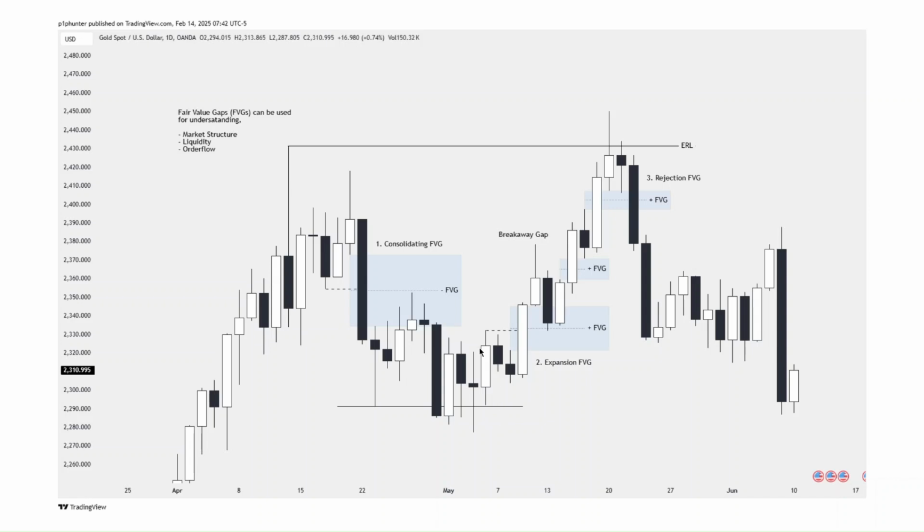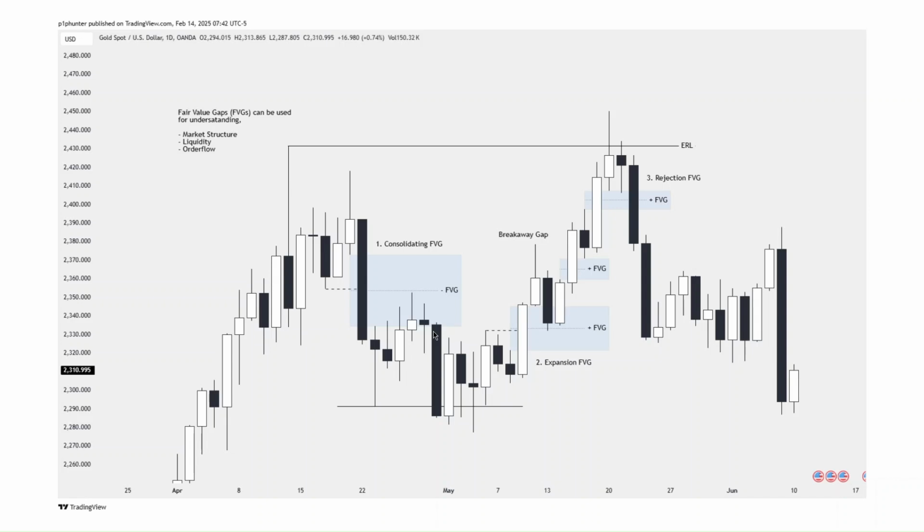And I missed out on marking this shift in structure as well, but we see two shifts in structure, and we have left open a fair value gap by the displacement we saw while giving us a market structure shift and a change in order flow. This fair value gap overlaps with bullish order blocks as well here and here, which makes it even more high probability. This is an example of an expansion fair value gap.